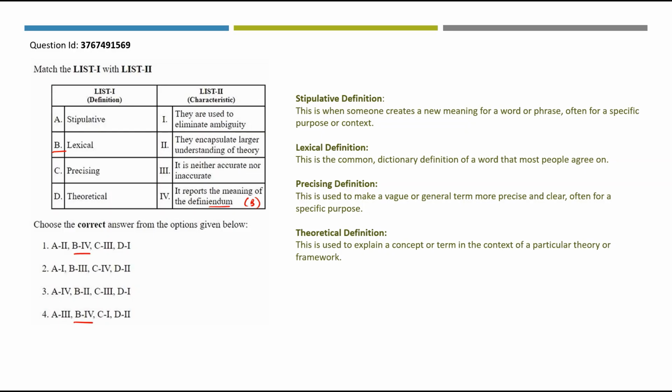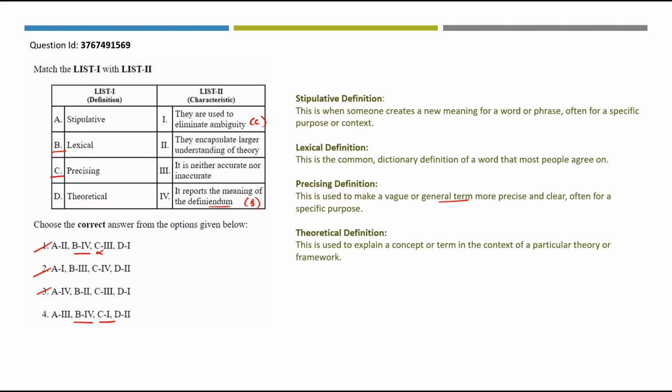Next we will get on to precising. Precising means we have to be precise and clear for a specific purpose. It is actually used to eliminate ambiguity. Ambiguity means there can be more than one meaning. But when you get into precising definition, it is used to make a general term more precise. So they are removing or eliminating ambiguity here. We can map C to 1. C1 is available here and not here. So we will rule out the first 3 options.